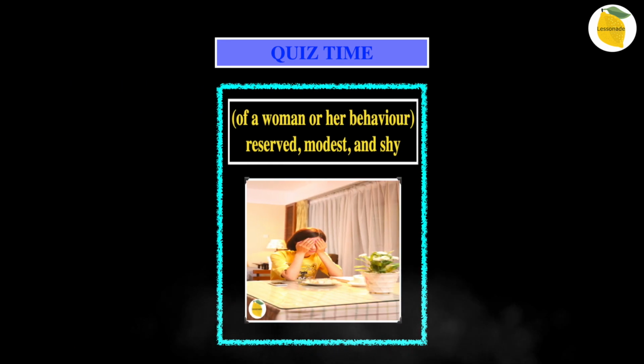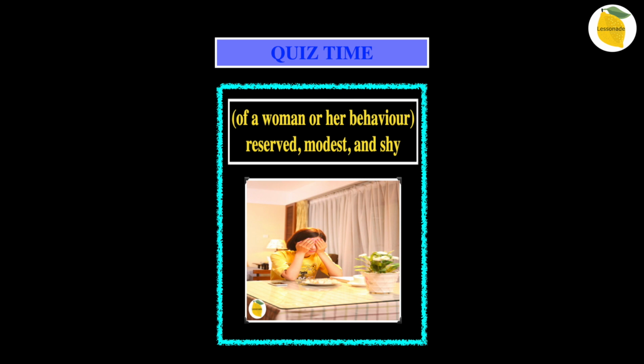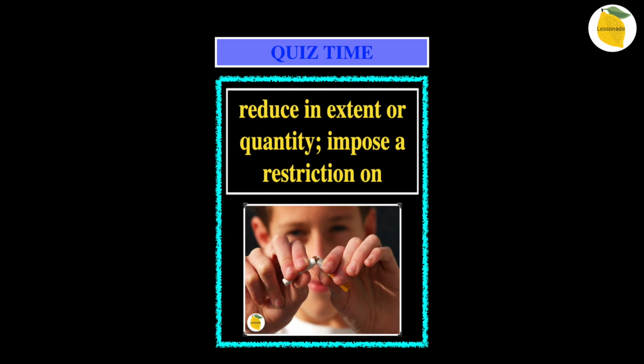And question number 2 is of a woman or a behavior reserved, modest, and shy. And in this picture, we can see a woman with a behavior that is reserved, modest, and shy. Let's move to question number 3. And question number 3 is reduce in extent or quantity, impose a restriction on. In this picture, we can see someone who's breaking a cigarette in half, as if they're imposing a restriction on smoking. Let's move to the next one.